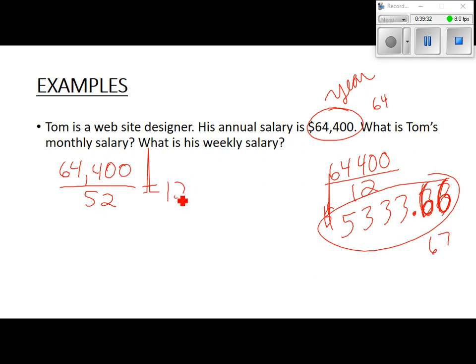1,230. 1,230.76. Is that right? I think I used 64,064. I got 1,238.46. Does that sound better? That's right.